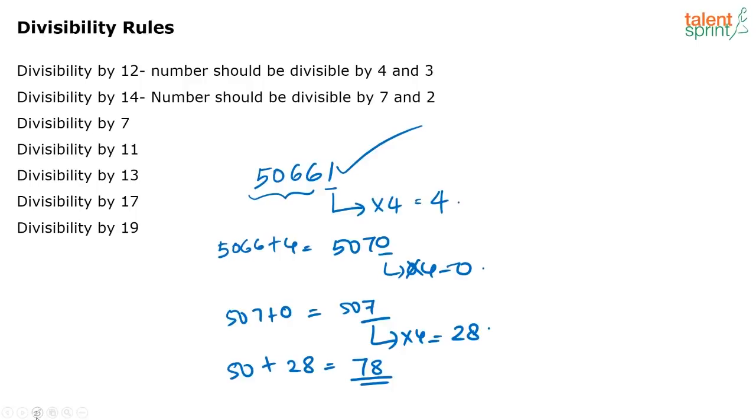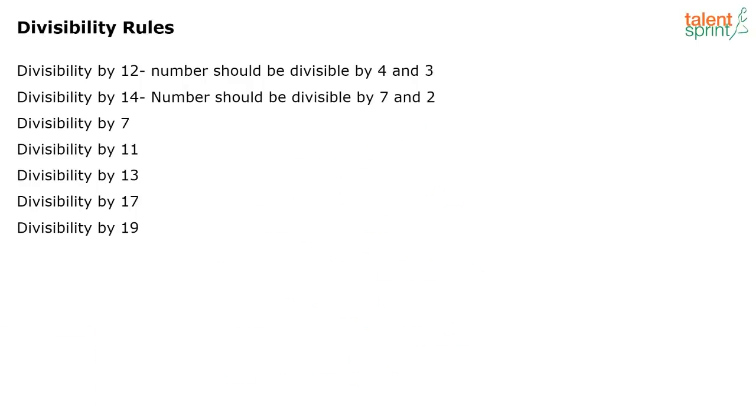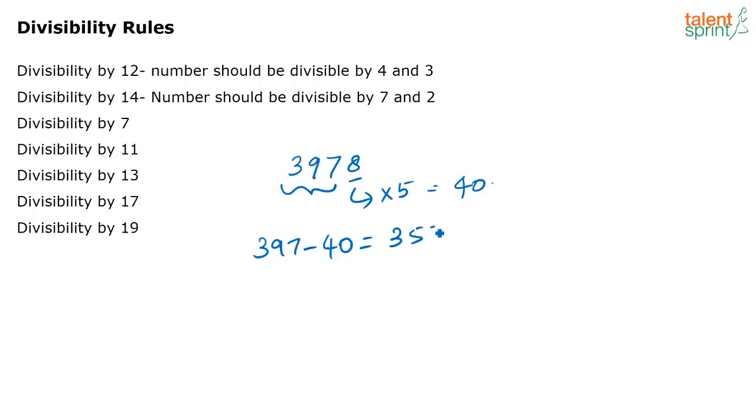Now next we have 17. So what is the divisibility rule for 17? For 17 it is like this. Let's say you have a number 3978. Last digit, multiply it by 5. So what do you get? 8 5s are 40. Subtract that from the remaining. So 397 minus 40 is equal to 357. Again 7 into 5, so what do you get? 35. Correct? So you have 35 minus 35, that is equal to 0. So it is divisible by 17. That is the rule for 17.